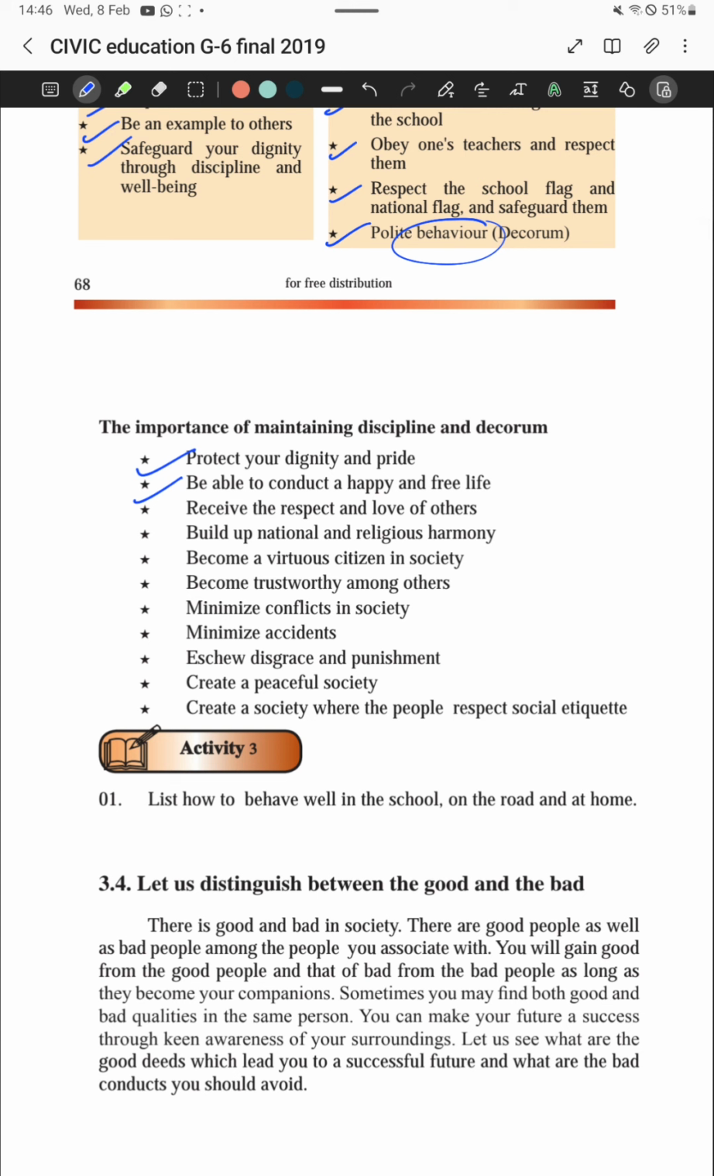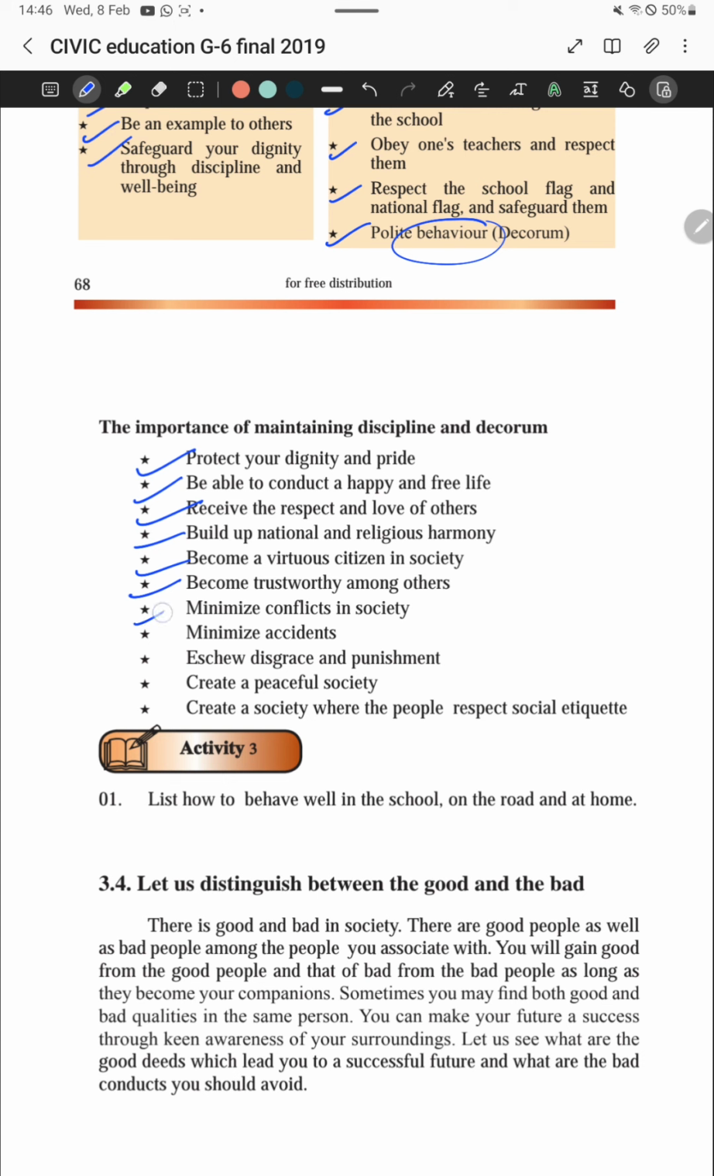I don't think that you need any discussion or clarification about these points, because you already know these English words, right? There are no difficult words for you to not understand. I think you can understand everything in these points, right? So receive the respect from others and love, build up national and religious harmony, meaning good relationships, and be a virtuous citizen for the society. Virtuous means valuable, and be trustworthy among others. Trustworthy means a trustful person, right?